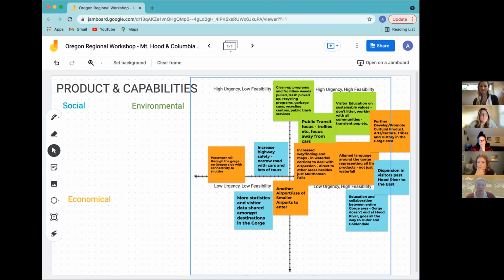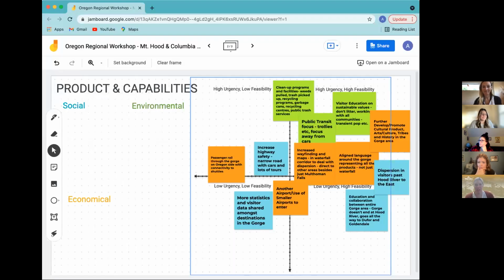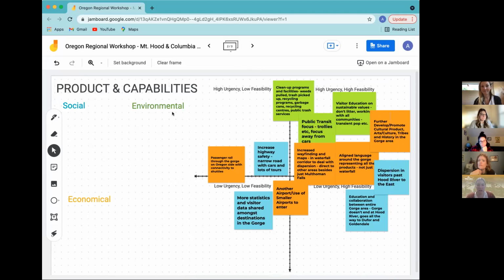We talked a lot about, well, we talked about another airport, but that's not feasible. And we talked about cleanup programs, and I'm trying to think if there was anything else that I missed. Oh, and then the aligned language and making sure that when we are talking about the Gorge, we don't just refer to it as the waterfall area, and that we really do include the whole stretch of it.